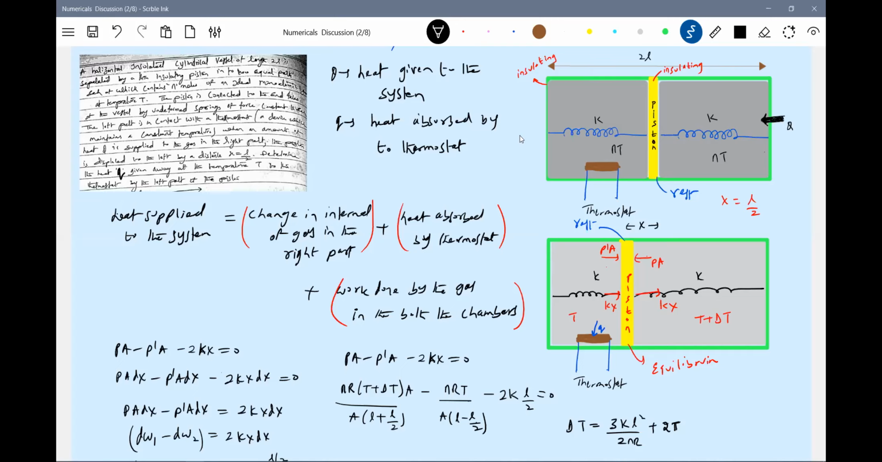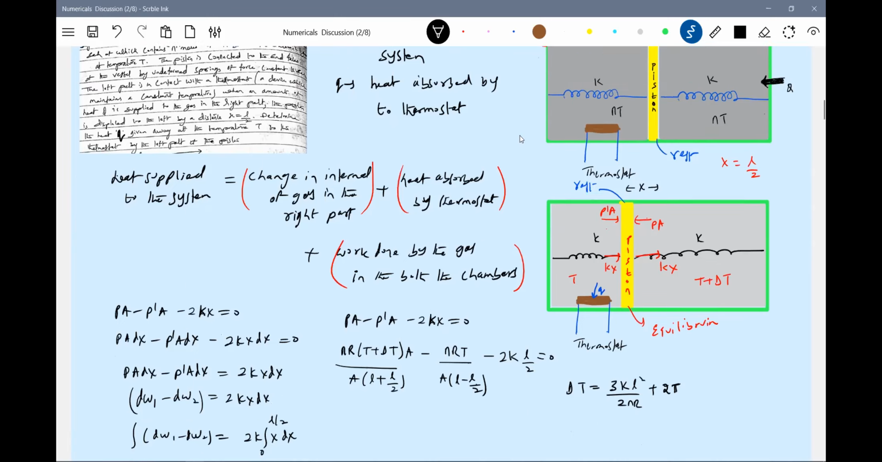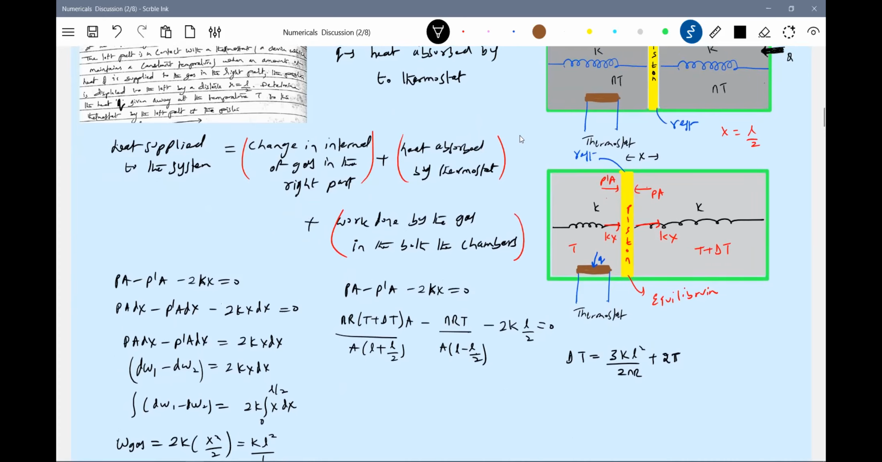What is the change in internal energy of the gas in the right part? It is an ideal monoatomic gas, so nR over gamma minus 1, which is n 3R by 2 delta T. The delta T value we know. Then the work done by the gas, we know it. Substituting all that, we'll get the required answer. I'll proceed to the substitution.